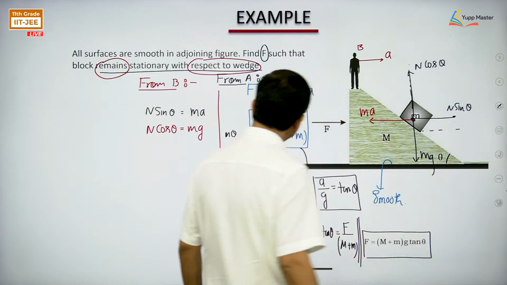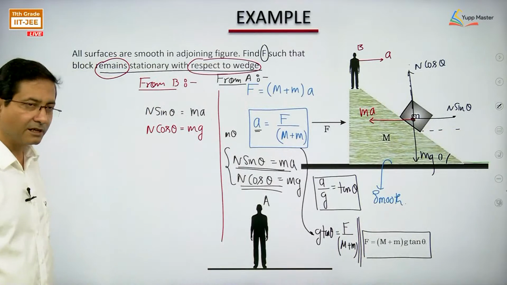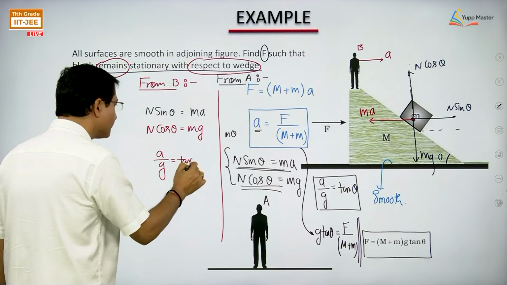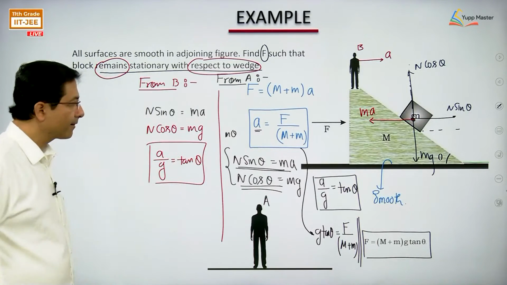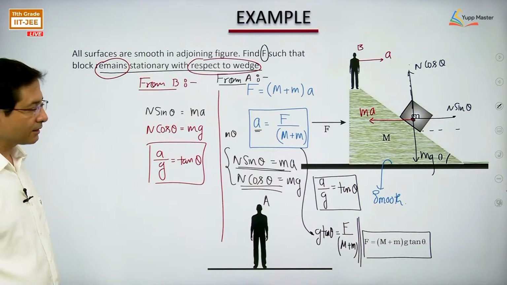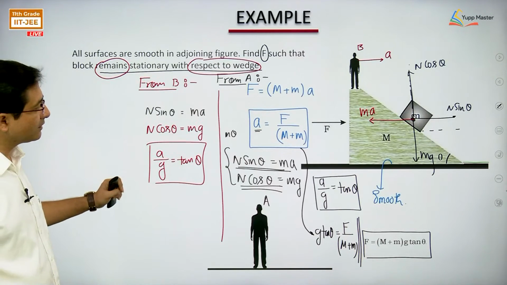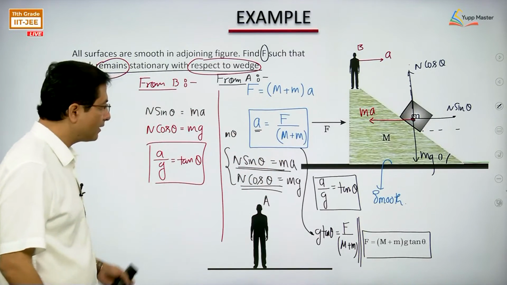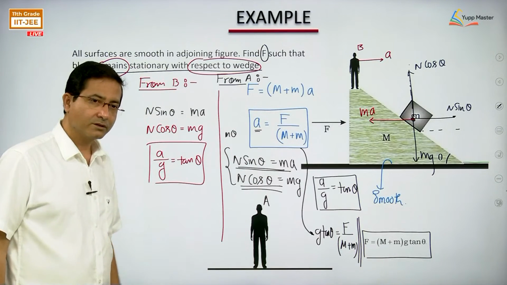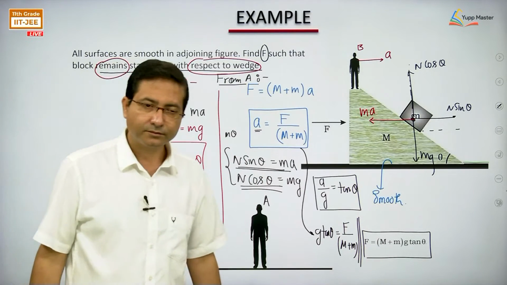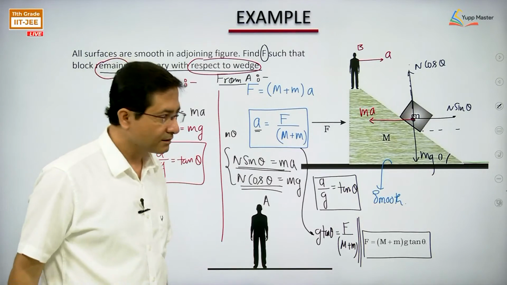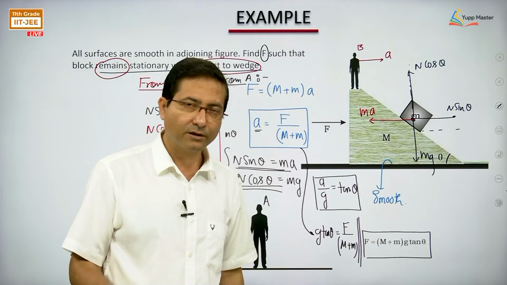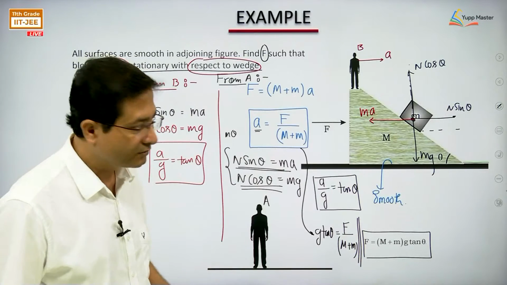So from this frame also I am going to get the same relation, that is a/g = tan theta. If I divide these two, then we are getting a/g = tan theta. Substituting the value of a from here, I'll get the value of force, and you can see we are going to get the same value. So the point was that the value of the force, whether I calculate from inertial frame or non-inertial frame, I am going to observe the same value, right?